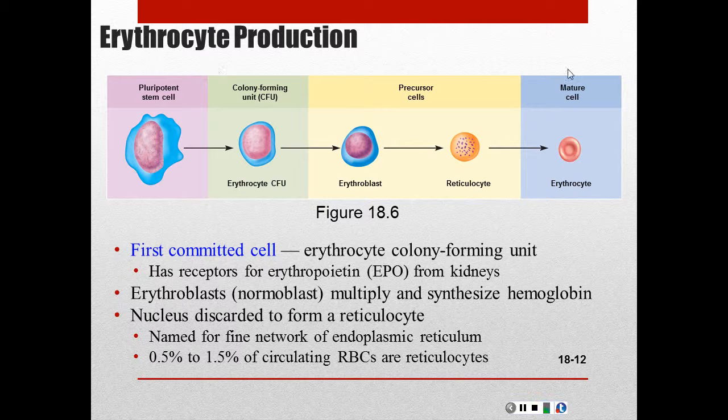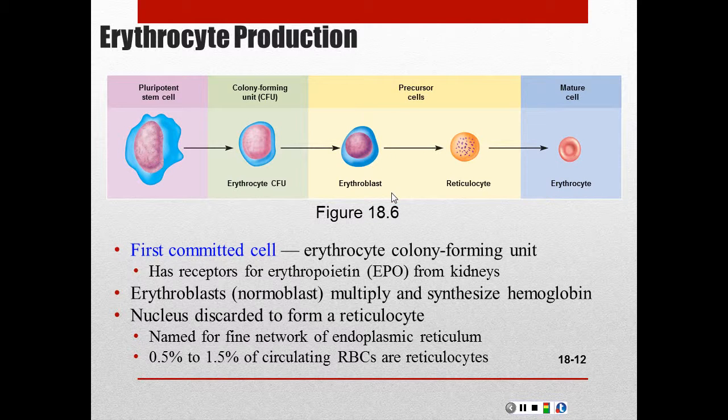So here you see in this particular diagram everything that I was just referring to, where you have the erythrocyte colony forming unit, which has a receptor for that protein. Now when it's stimulated by the EPO, it transforms into the erythroblast. And this is when it starts to multiply and help to synthesize that hemoglobin.